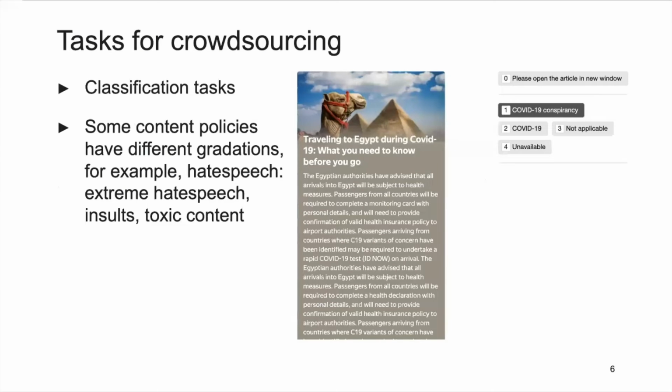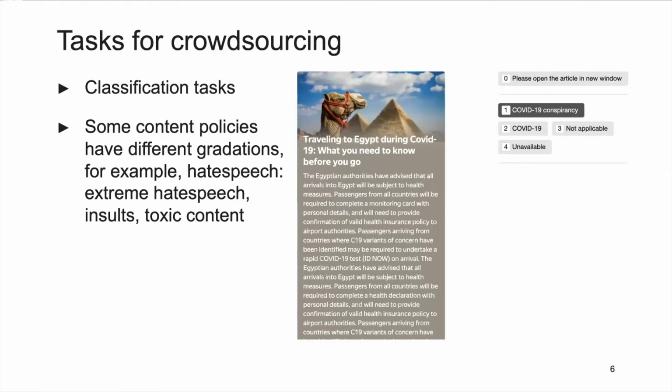Here is an example of how a typical crowdsourced task looks. Most of the time it's a classification task. Sometimes you have to choose between 2 labels. Sometimes for some projects, we ask workers to select between multiple labels. It's usually when we assume that some content policies have different gradations. For example, we have a project for hate speech, and we ask our performers to choose between extreme hate speech, insult, and toxic content.